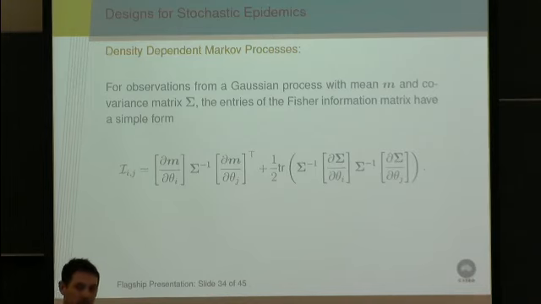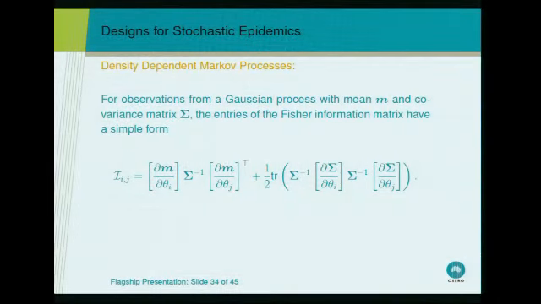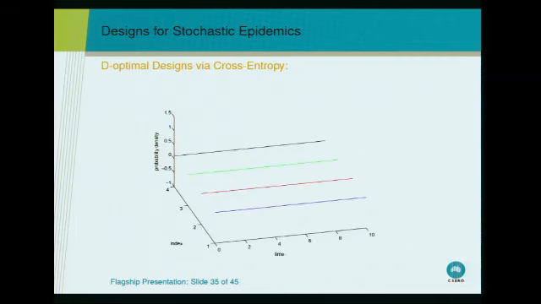So what this allows us to do is to approximate our transition densities essentially using a Gaussian kernel and essentially treat our discrete state process as a diffusion process, and a Gaussian process at that. So the entries of the Fisher information matrix are now easy to compute, and we can use our optimization routine of choice to come up with an optimal design.